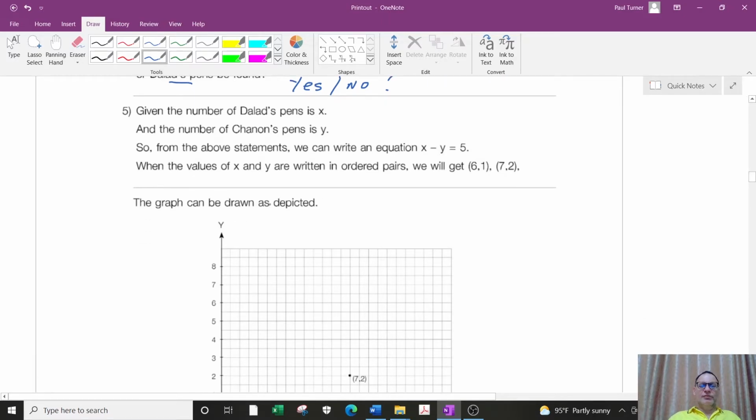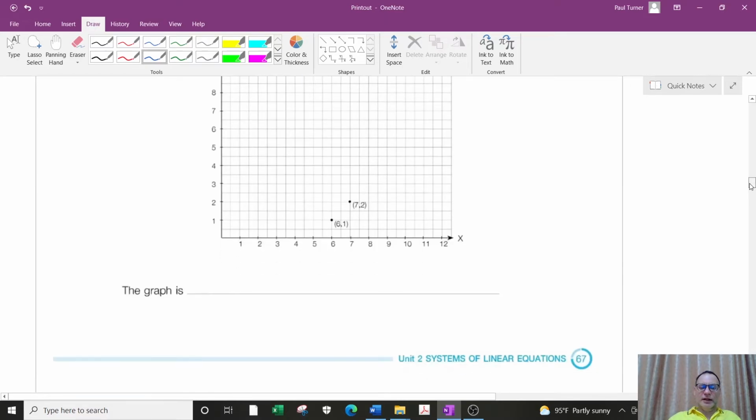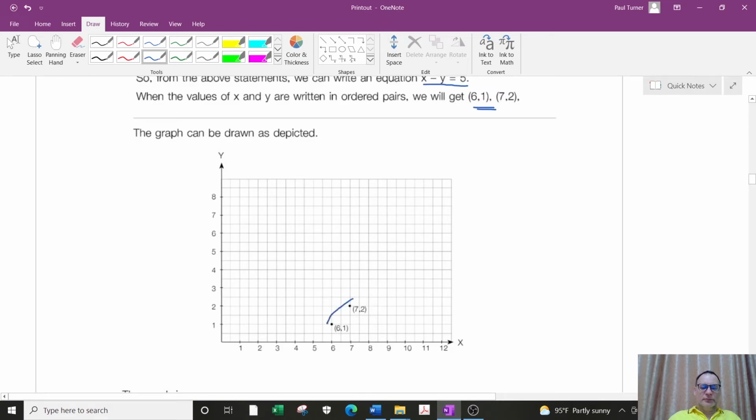So now this is solving the graph. So given that the number of Dillard's pens is x and the number of Chinon's pens is y, so we write down the equation x minus y equals 5. And that equation comes from the original statement. So as before, we write down the set of ordered pairs. And in this question, it's had 2 done already, these 2 here. So it looks like the line will go up in this direction here. So you need to add some more points here, okay, and draw your line.